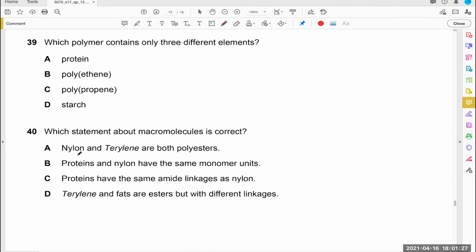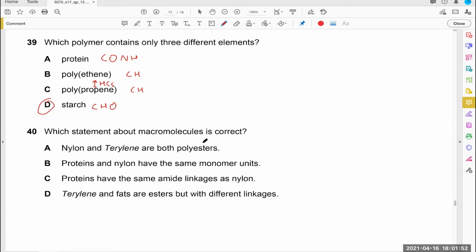Which polymer contains only 3 different elements? Let's see. Protein has 4: carbon, oxygen, nitrogen, hydrogen. Polythene has carbon and hydrogen and nothing else. Polypropene, again carbon and hydrogen because both are hydrocarbons. Whatever is made from a hydrocarbon contains only carbon and hydrogen. Starch will have carbon, hydrogen and oxygen, all three. It's a sugar-based polymer. So D is the answer.